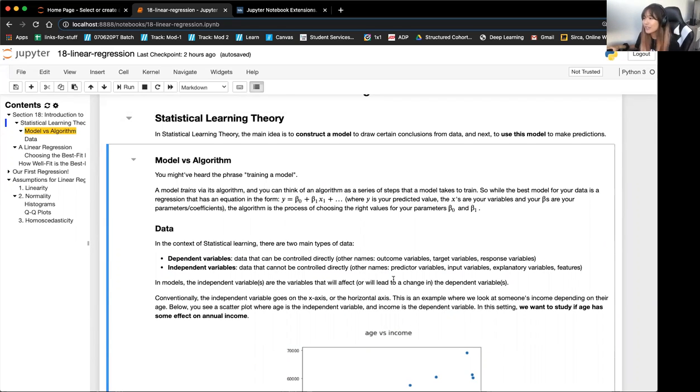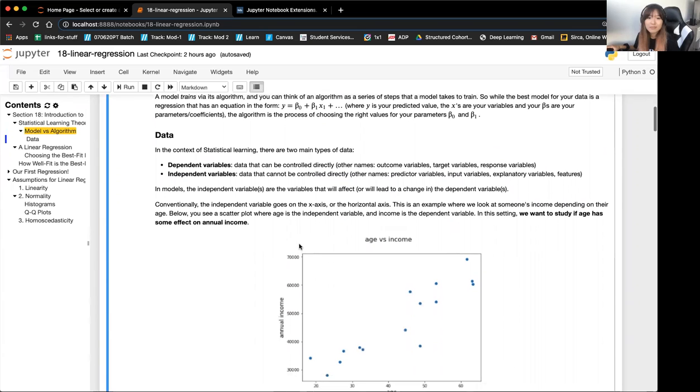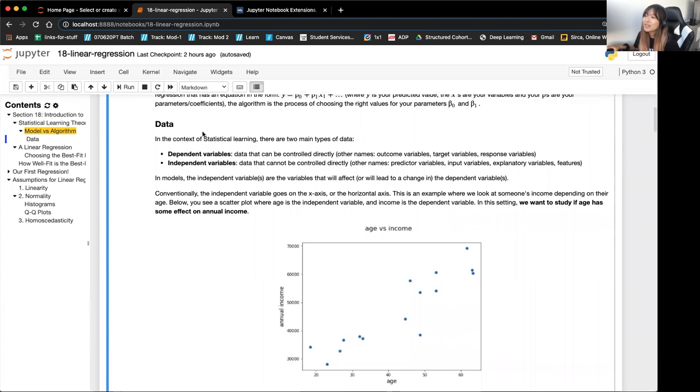All right, really quickly, let's talk about data. In the context of statistical learning, there are 2 main types of data, dependent and independent variables. There are a bunch of different definitions for this, but usually our dependent variable is the target, what we want to predict. For our project, our target variable, our dependent variable, is the price of a house. Independent variables are all the other variables that you're using to predict the price of the house.